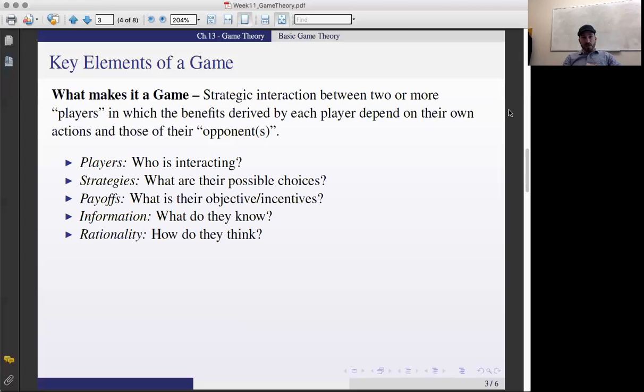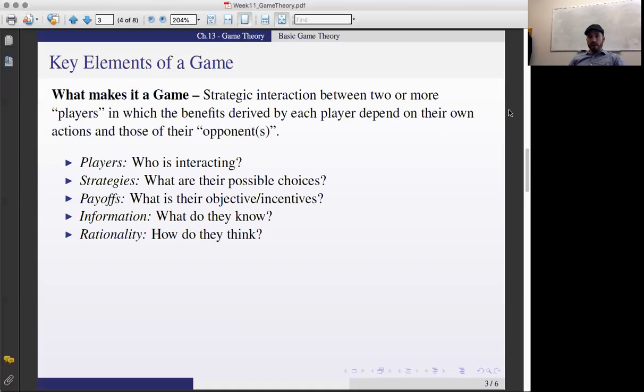So the questions we want to ask are, who is interacting? Who are the players involved in a game? And what are their possible choices available in each stage of the game, or it may have multiple stages? And what are the payoffs that they're looking for? What's their objective? The objective of each player, or the incentives that they are subject to. And those are the three main factors of what's going to define a game setting.